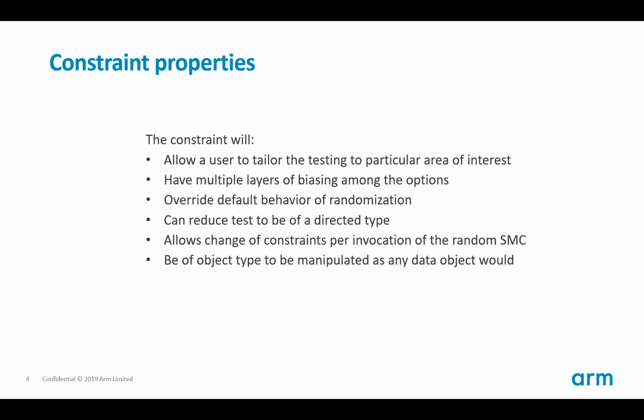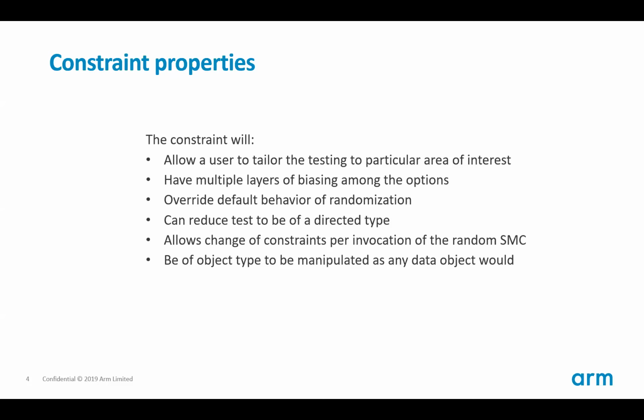So it allows change of constraints for invocation of the random SMC. That's something that's still a work in progress for us, particularly the seeding strategy that has yet to be fleshed out. We have an object type to be manipulated as any data object would. The thing I probably didn't emphasize enough is the constraint object itself is essentially a global type of thing, or you can use it as a variable inside the actual testing structure.